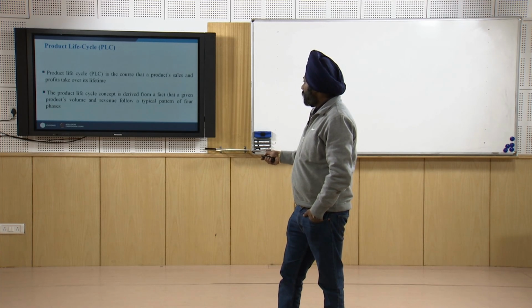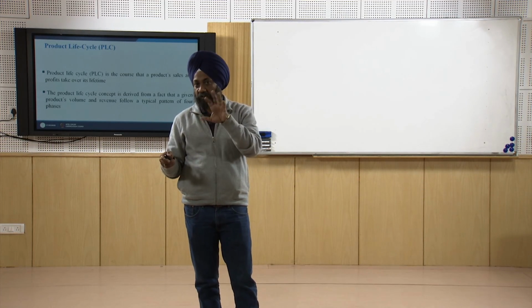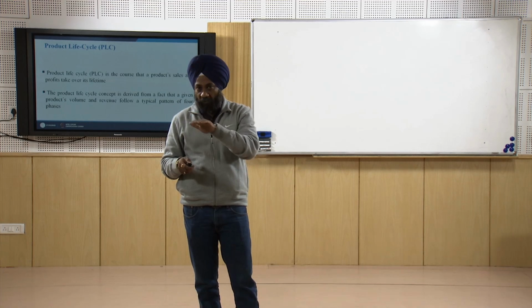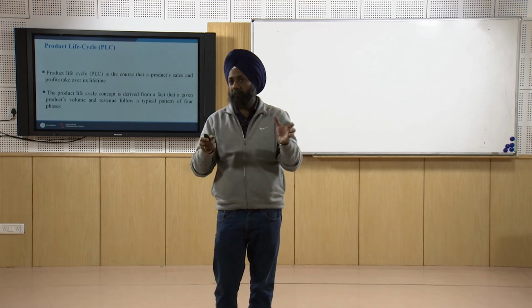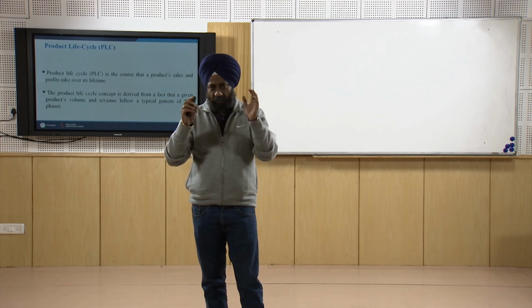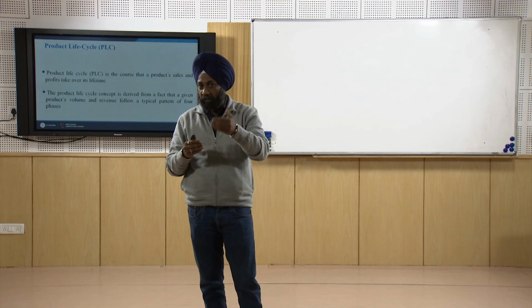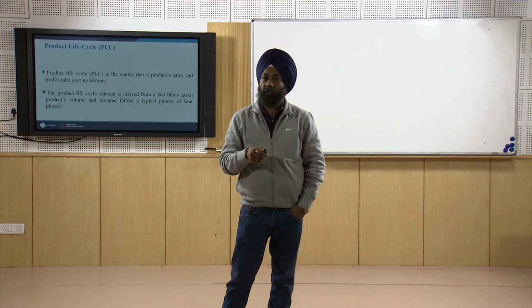And the second point is that the product life cycle concept is derived from the fact that a given product's volume and revenue follow a typical pattern of 4 phases. How the sales of a product will change when it is launched into the market over a period of time, that is usually called the product life cycle. There is a typical behavior which is observed for general types of products, and that behavior we try to analyze and use for our decision making related to the product development strategy and product development process.